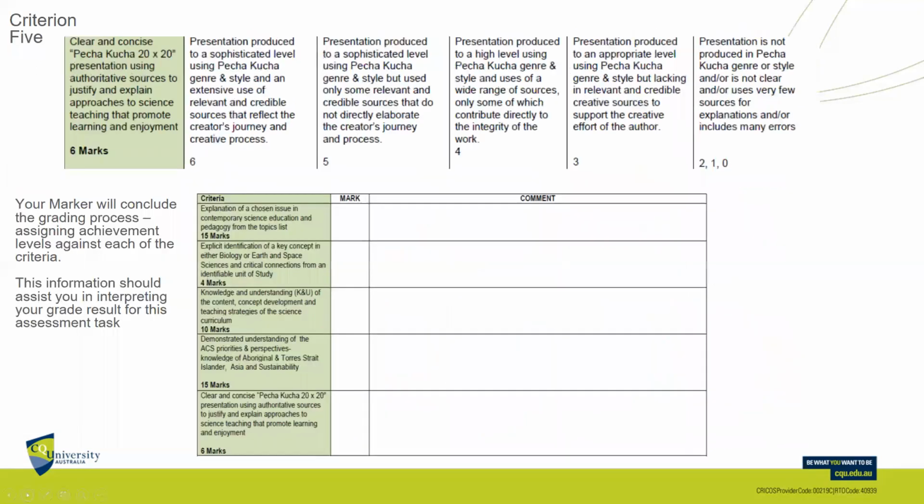Now I'll just flick onto the final one and talk about it before I open the floor to any questions. Criteria 5 is worth 6 marks, and it's a clear and concise Paishakusha 20 by 20 presentation using authoritative sources to justify and explain approaches to science teaching that promote learning and enjoyment. So remember, here's the whole focus. Okay, you've got a Paishakusha convention to observe. It's a genre.